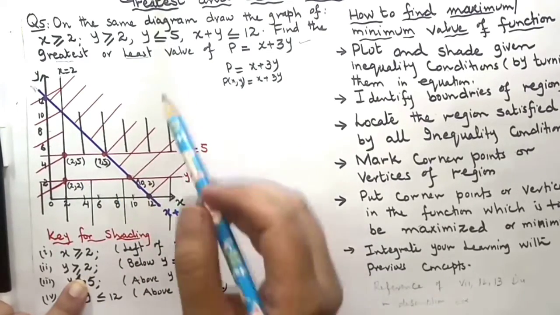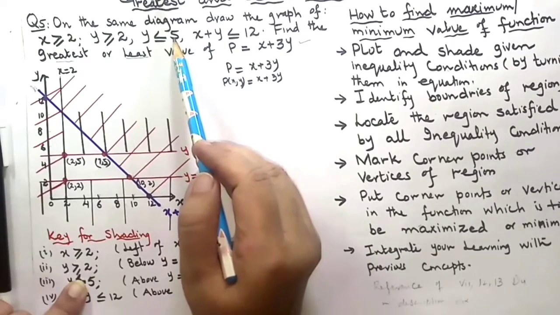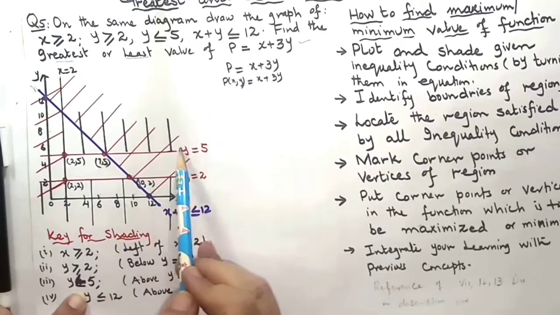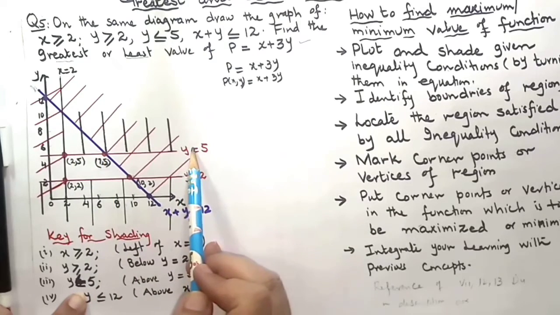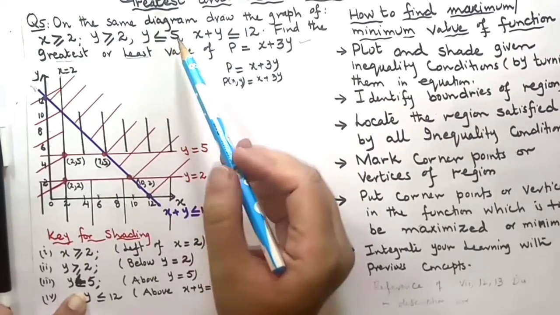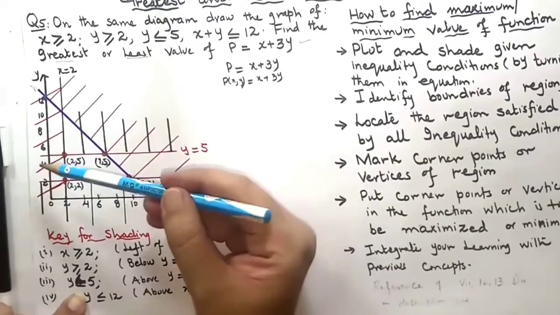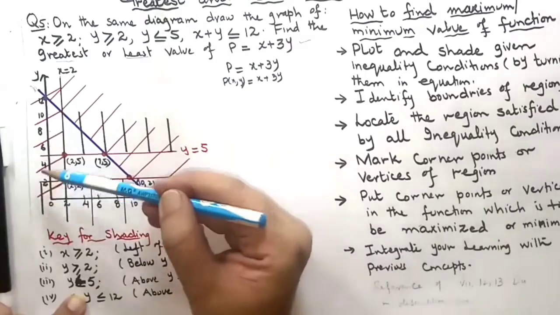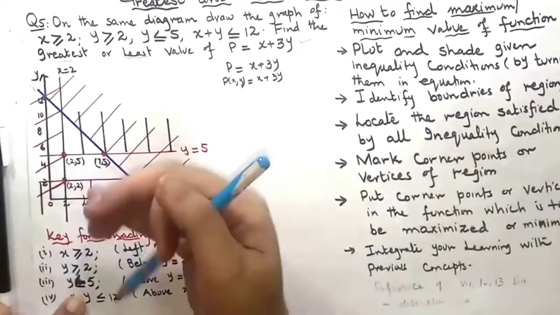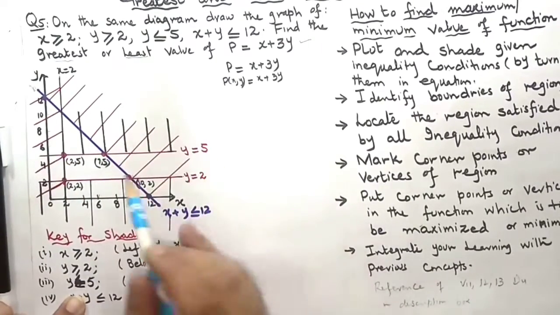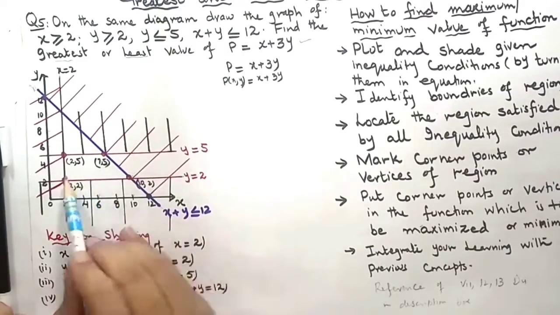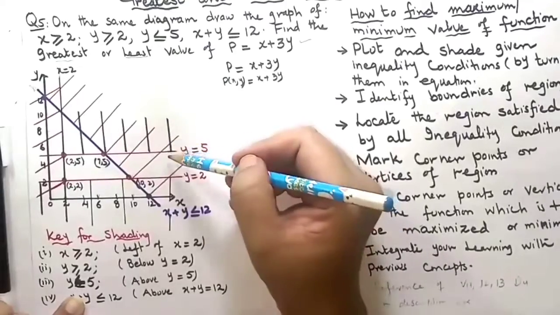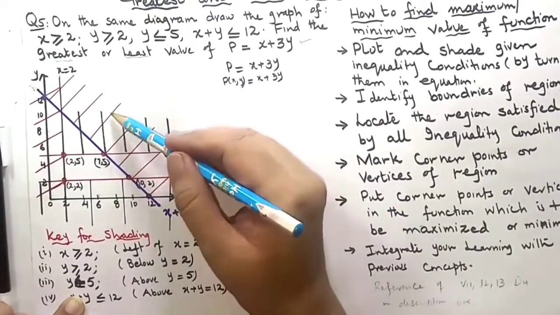Coming to the third inequality condition, that is y less than equals to 5. First of all, draw the line at y equals to 5. Now look, I need values of y which are lesser than 5. We can see that values of y are less than 4, 3, 2, 1, lesser than 5 on the bottom side of this line. It means that I need this region, so I will not be shading below this line. So for this line, I've shaded above the line.